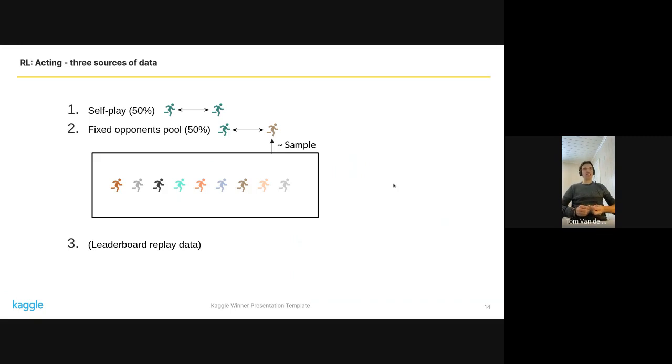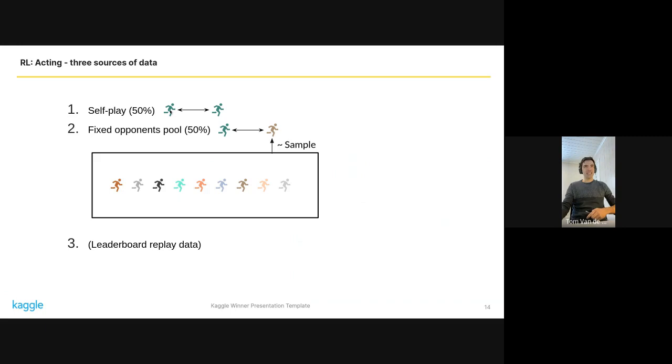Now, I've said this a couple of times before. So you have an agent, you have a policy, and you want to improve this policy. And you do so by generating data and then doing more of what worked and less of what didn't work. And the distribution of data in our acting we ended up with was to do 50% self-play and 50% play against fixed opponents.